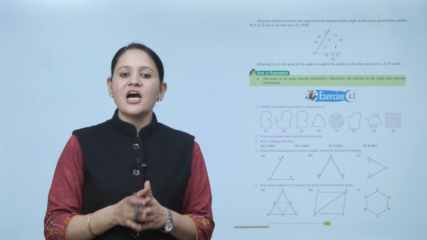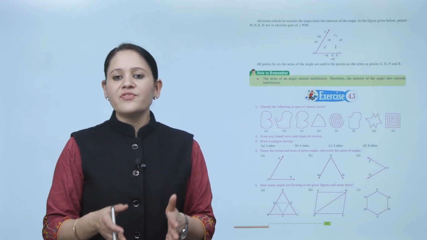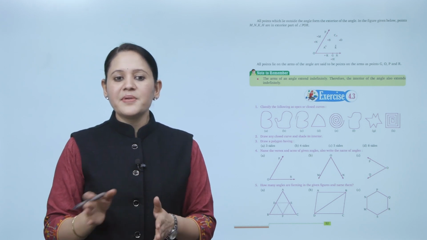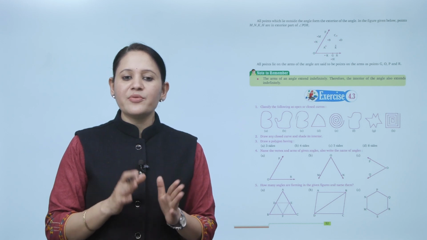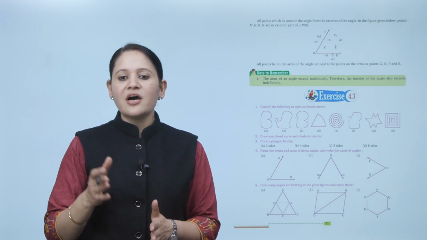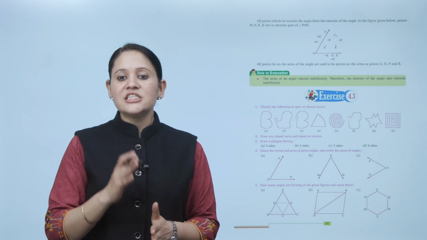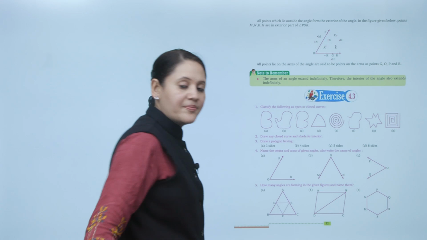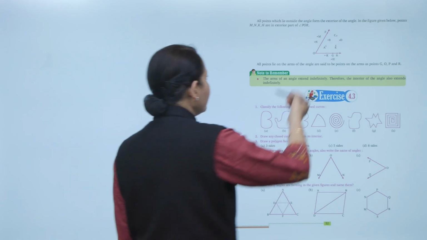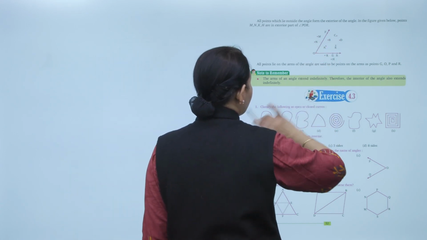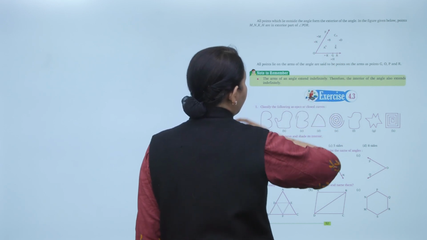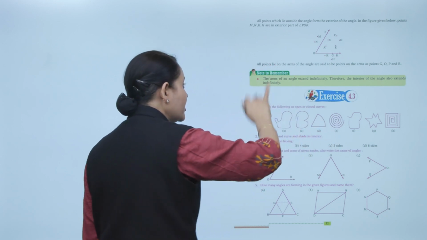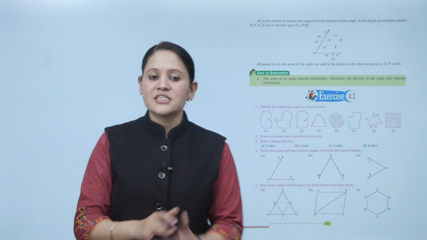All points which lie outside the angle form the exterior of the angle. In the figure given below, points M, K and H are in the exterior of angle POR, and all points lying on the arms of the angle are said to be points on the angle. These points are G, O, P and R. So, all these points A, B, C, D, E form the interior of the angle. Exterior: M, K and H. Points on the angle: G, R, O and P. These are the points on the angle. Clear?